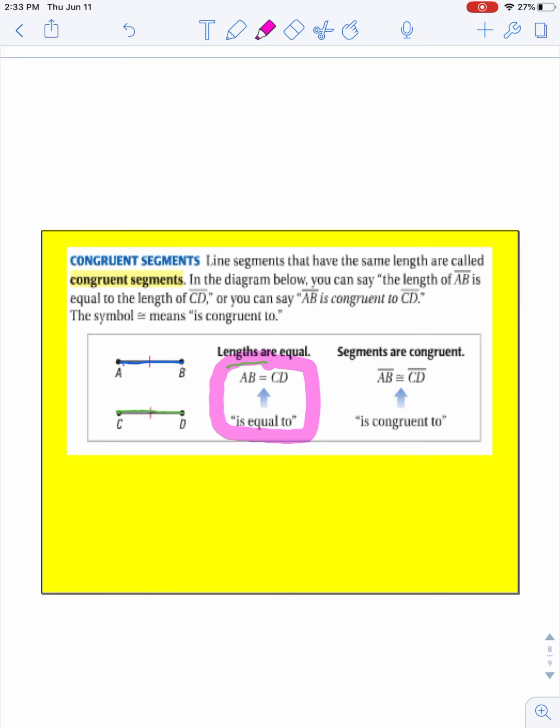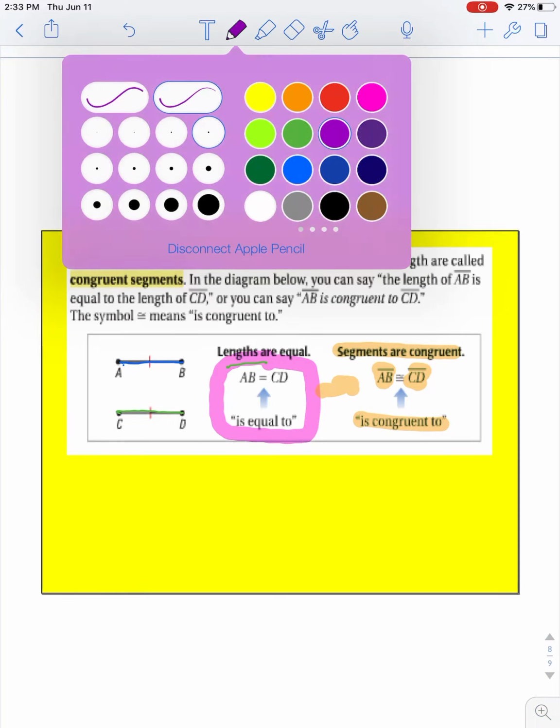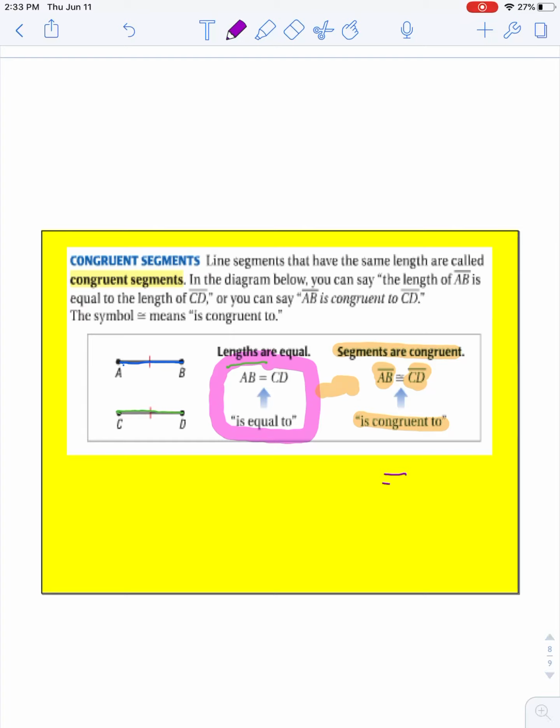But when the lengths are the same, we say that the segments are congruent. So then what we can say from there is that the segments are congruent. And this right here is representing segment AB, and this is representing segment CD. And that means that they are congruent. And the symbol for that, it's kind of hard to see on this picture, is an equal sign with a tilde over the top. And that symbol means is congruent to.